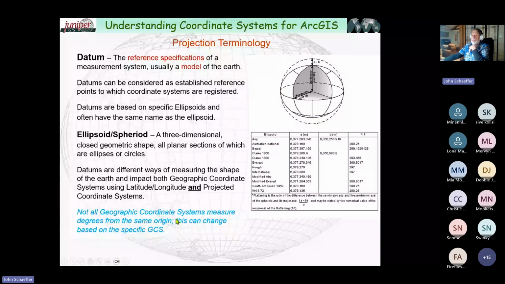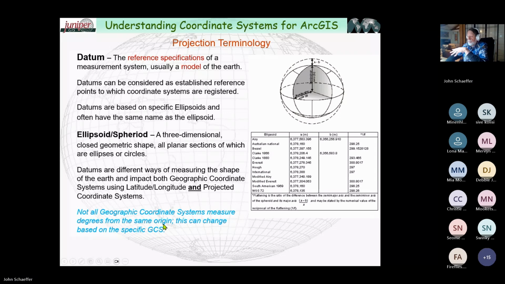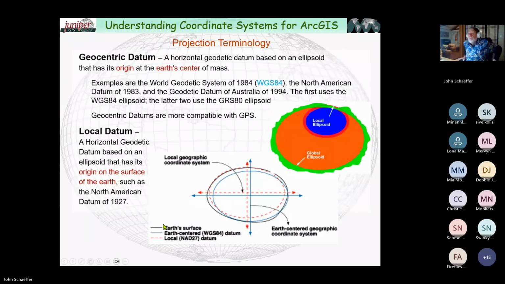So here's my note down here. Not all geographic coordinate systems measure degrees from the same origin. And this can change based on the specific GCS. Almost always now, we're going to be talking about what we call WGS 84 as our coordinate system. We're talking about geographic coordinate systems. But you have to realize there are hundreds of GCS, so geographic coordinate systems, that exist. Now, there are 2 different types of datums.